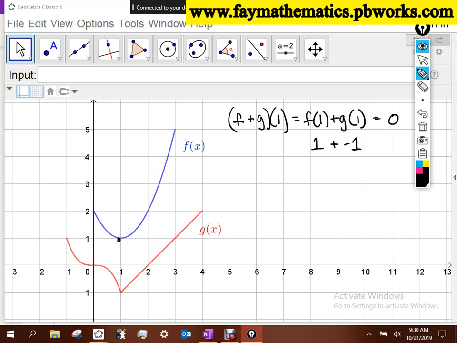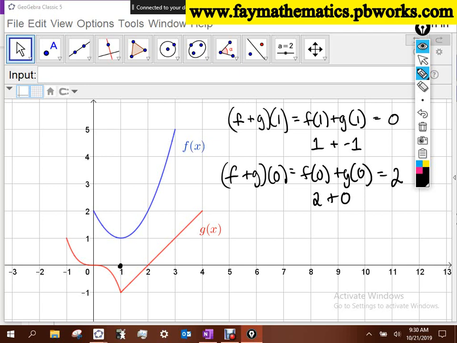Okay. So I'm going to actually plot some of these points as we go through and find them. What if I ask for f plus g of 0? Well, that's f of 0 plus g of 0. So what's f of 0? 2. What's g of 0? 0. So this gives me 2 plus 0, which is 2, right?